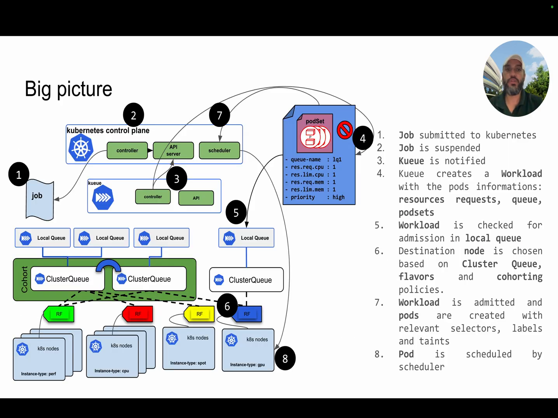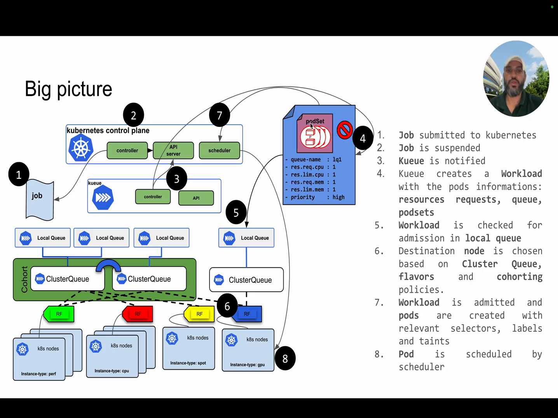If you want to have a big picture of how things work, the first step is when a job is submitted. The job controller in Kubernetes will be watching that and notified of this. It will create the relevant object in the API server. Then the Kueue controller will get the information by watching the API server.